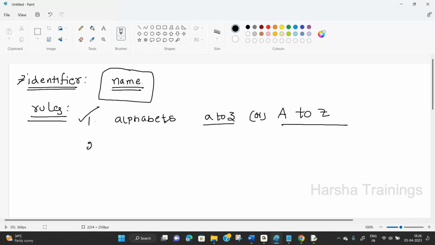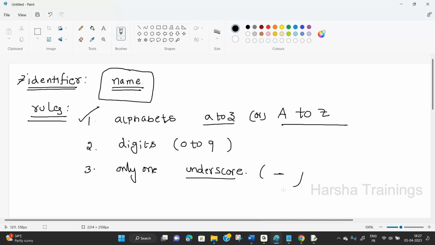Fine. Now a name consists of digits. So digits in the sense any digit combination from 0 to 9, either 11, 12, 13, 25, 234, whatever it is, it consists of a combination of digits 0 to 9. And the most important one is only one special character, that is underscore. If you see your keyboard, you have many special characters: not symbol, question mark, star, at the rate, dollar, percentage, power symbol, ampersand, many symbols are available.